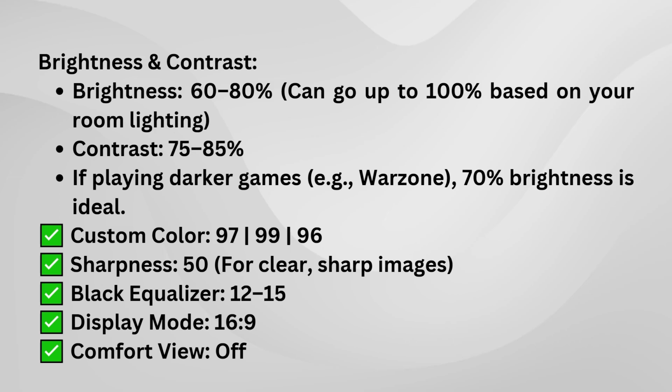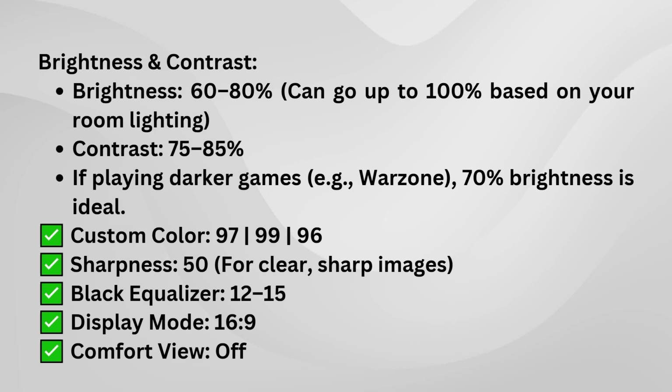For contrast, I recommend setting it anywhere between 75 to 85% for good balance. Next, for the custom color settings, try using 97 for red, 99 for green, and 96 for blue. Adjusting sharpness to 50 will ensure your images are crisp and clear. The black equalizer should be set to 12 to 15 to enhance visibility in darker areas, especially in games with a lot of shadow detail.